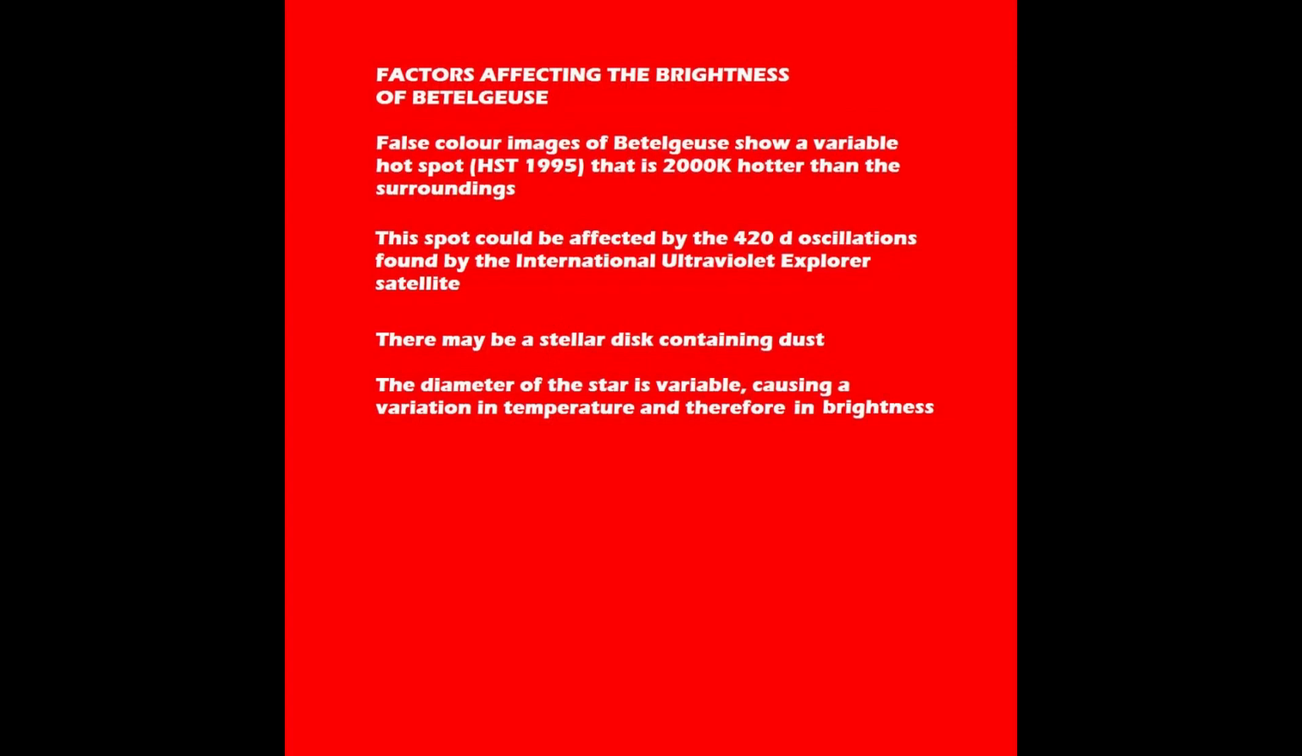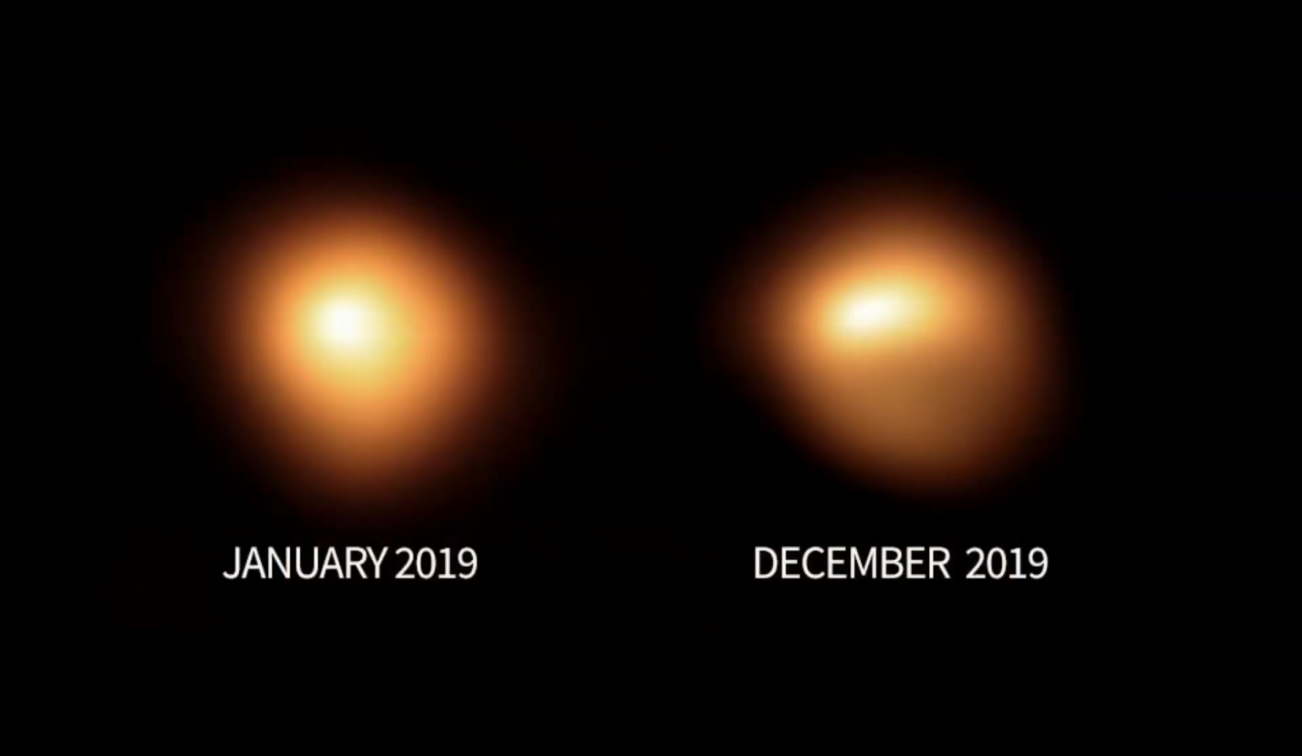There are various factors why Betelgeuse might be variable. There's a variable hot spot which was discovered by HST 1995, much hotter than the surroundings. That might in turn be affected by the oscillations which have been found by the International Aurora satellite. There might be a stellar disk containing dust, and also the diameter of the star is variable, so we've got various reasons why the temperature, size and brightness might vary.